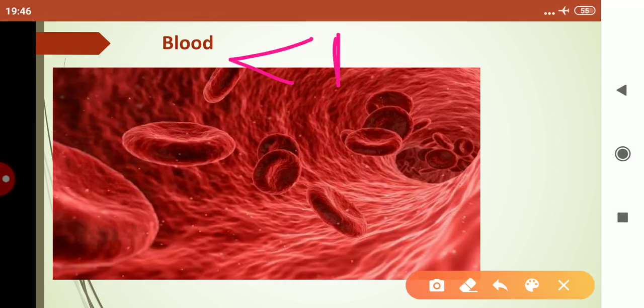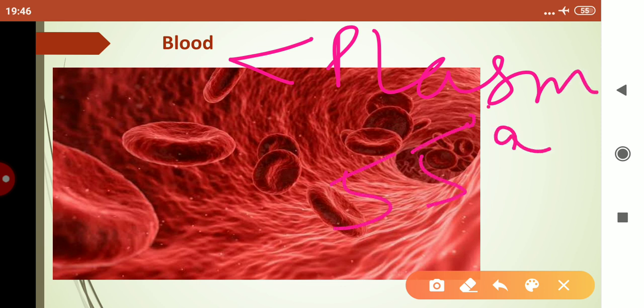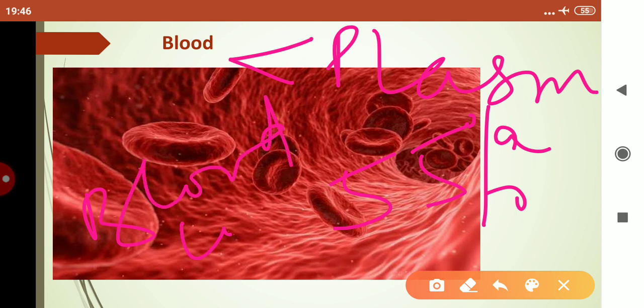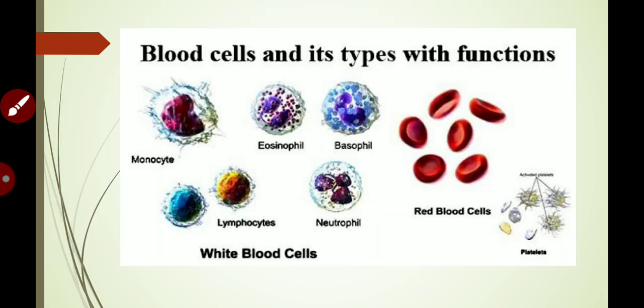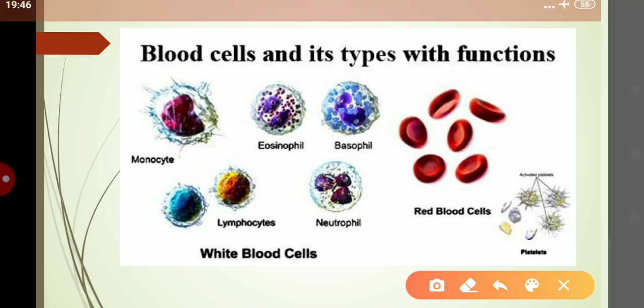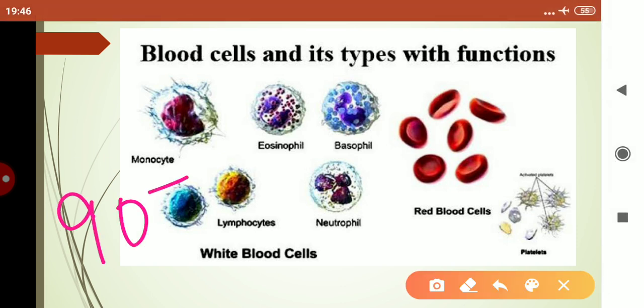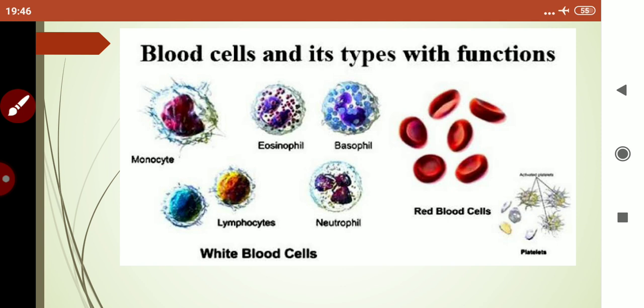The first one is the blood plasma, which constitutes about 55% of the blood. And the next one is the blood cells. Now, blood cells and blood plasma I am going to discuss now. Children, let me tell you something about plasma. Plasma is 90 to 91% water, and the remaining 8% or 9% is proteins. Various proteins are present. Now let us discuss blood cells and their types with functions.